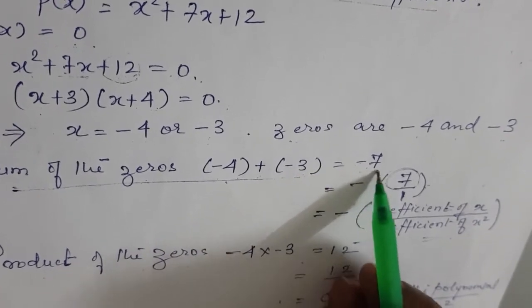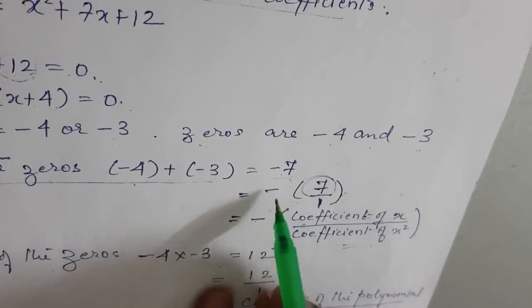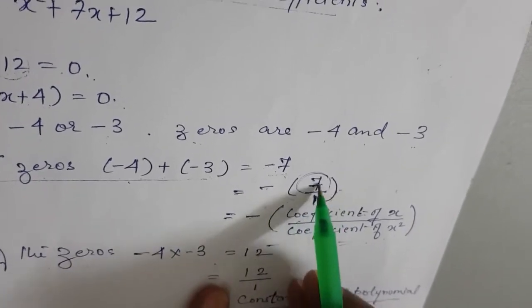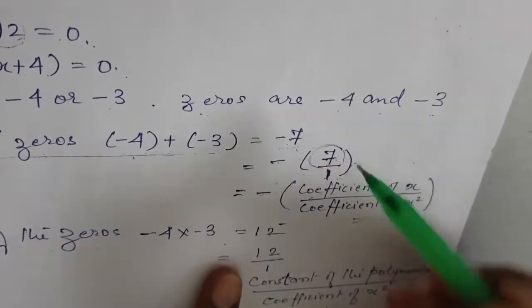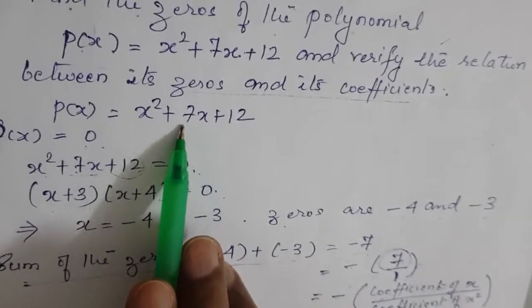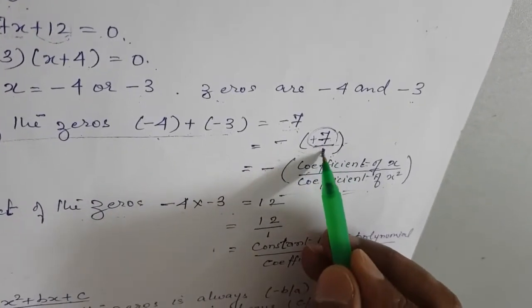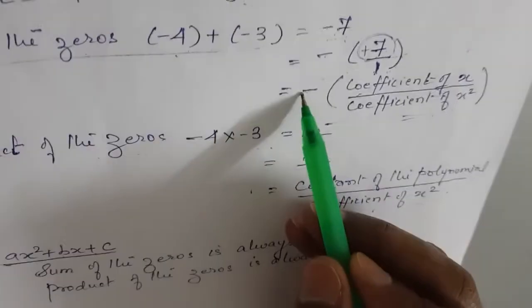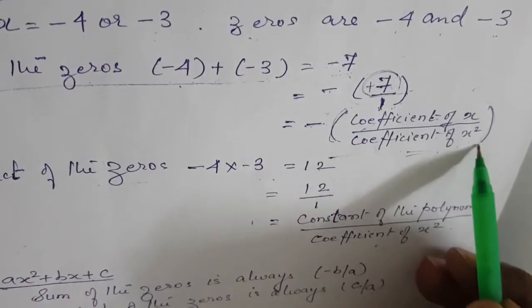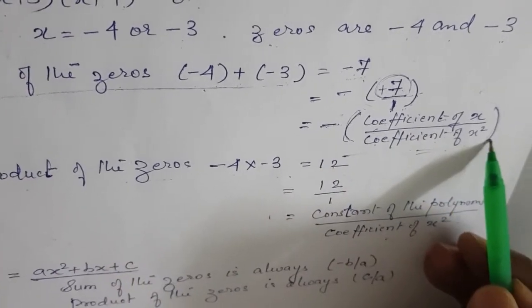Now, a certain arrangement we have to do here. This −7 will be written as −(7/1). Why this arrangement? Because here the 7 is the coefficient of x and it is positive. Upon 1 means 1 is the coefficient of x². So, minus, you may write it as the coefficient of x upon the coefficient of x².